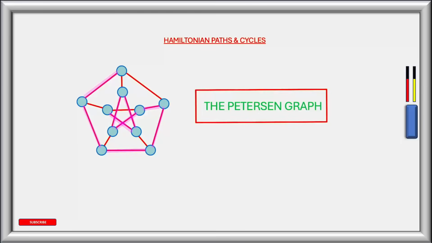So there we have it. Every vertex has been visited, but do we have a Hamiltonian cycle and therefore a Hamiltonian graph? The answer is no. No matter how you try to connect these 10 vertices, you can never return to the start without repeating a vertex. So because it has a path but lacks a cycle, the Petersen graph is not a Hamiltonian graph.